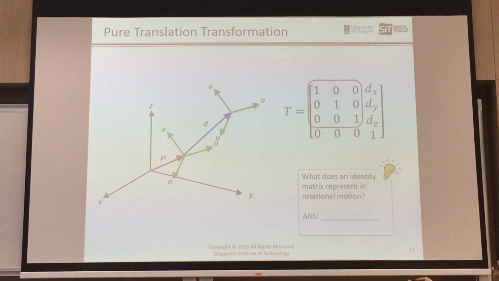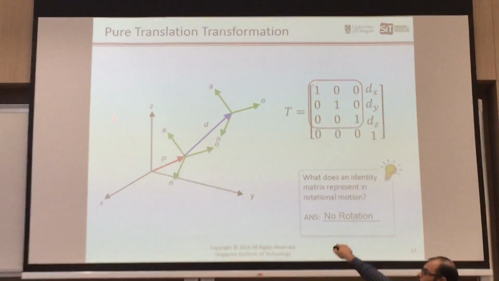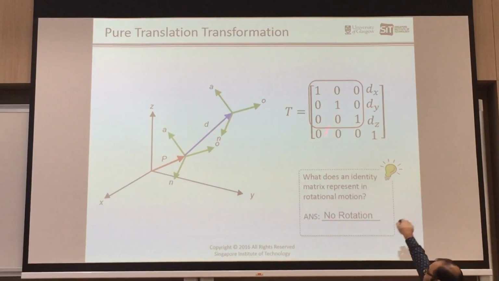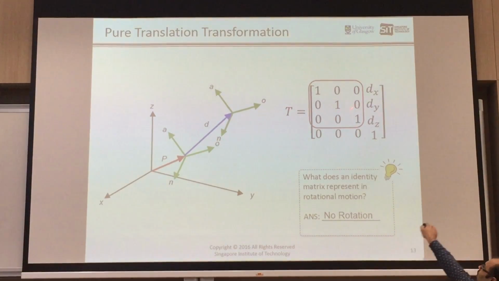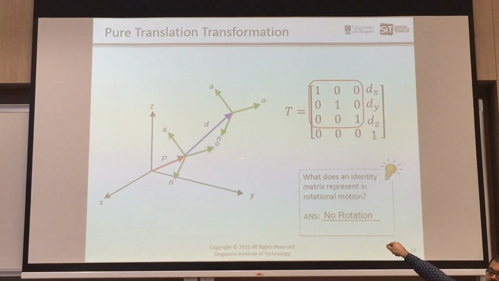Again, an identity matrix represents no rotation. If you have a pure translation, this D represents translation. This is referring to the transformation from this green frame to this frame. It's not with respect to this one, that's why the P is not there. It's just the D. This dx, dy, dz is the elements of this D vector.